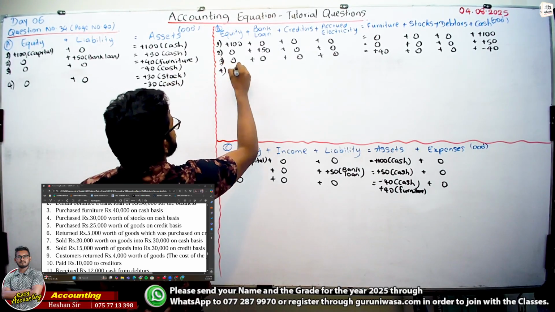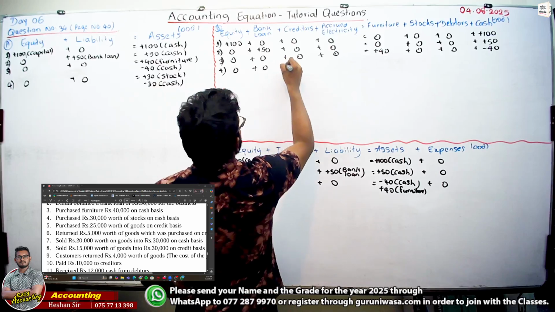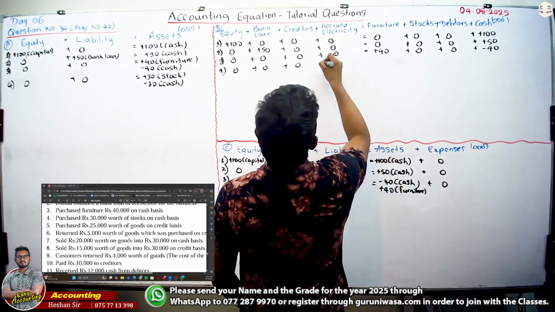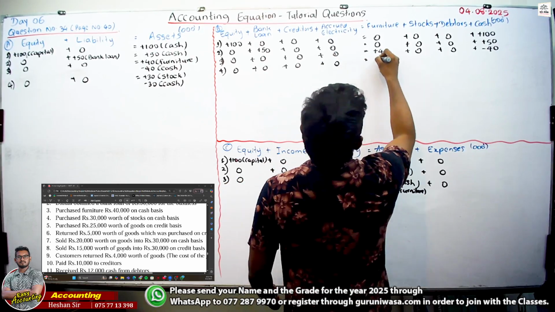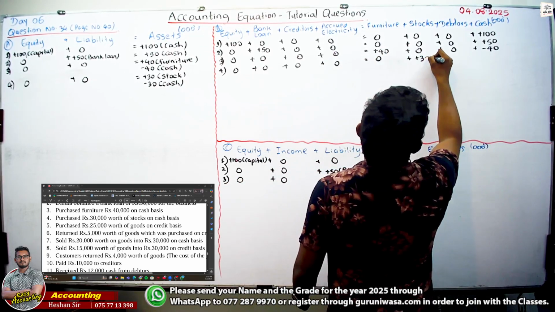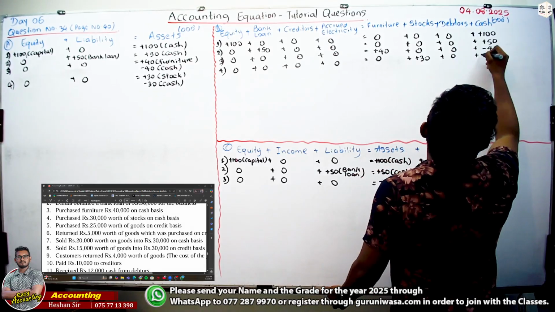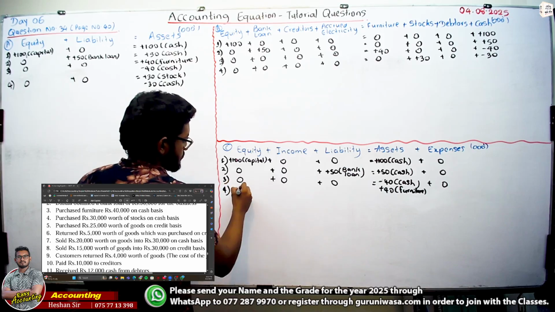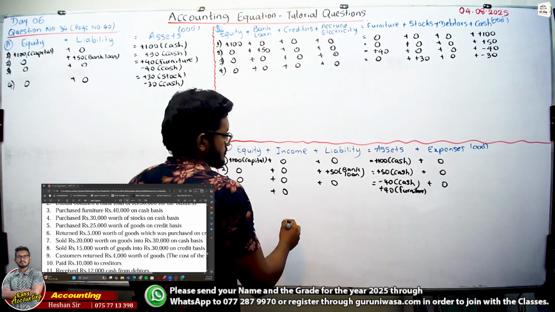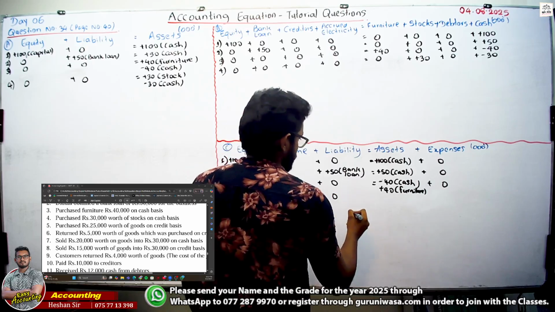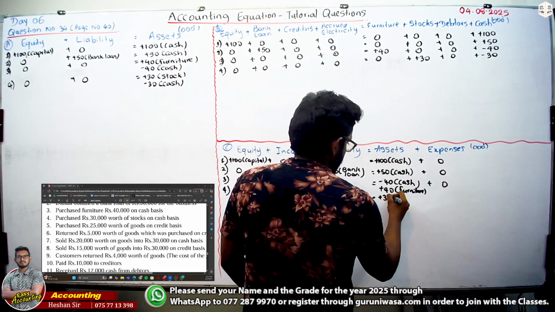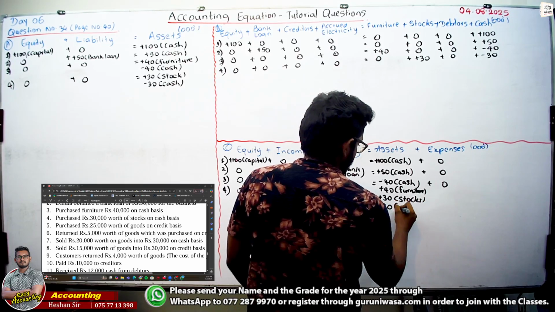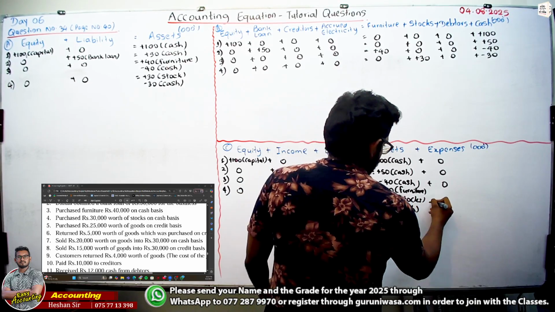Number four, purchase stocks worth 30,000: plus 30, minus 30. In here also the same: plus 30 stocks, minus 30 cash.